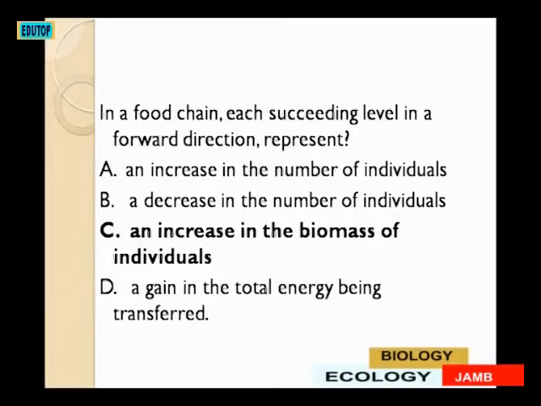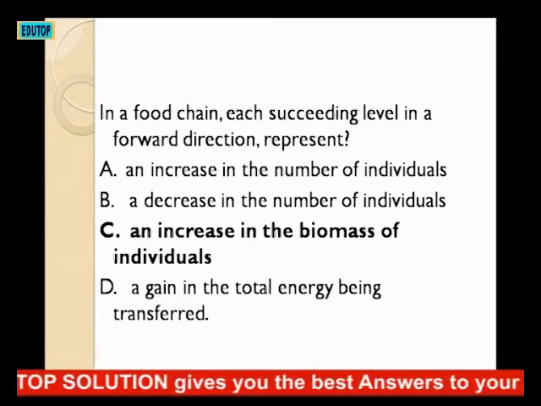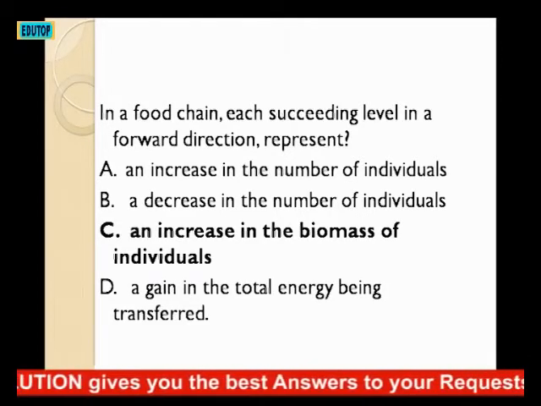The next question: in a food chain, each succeeding level in a forward direction represents what? A, an increase in the number of individuals. B, a decrease in the number of individuals. C, an increase in the biomass of individuals. D, a gain in the total energy being transferred.